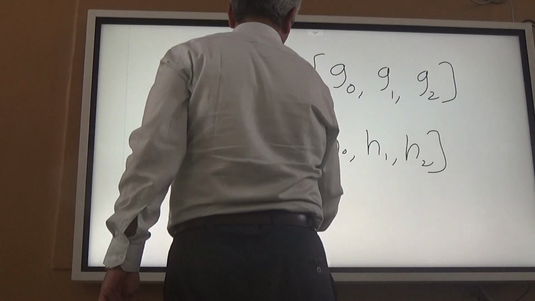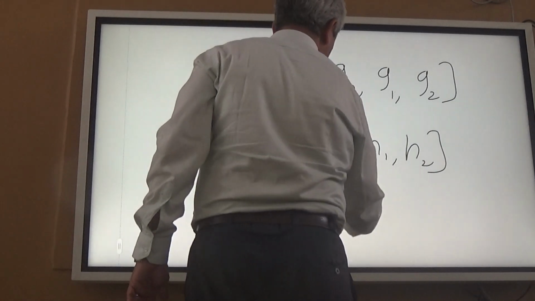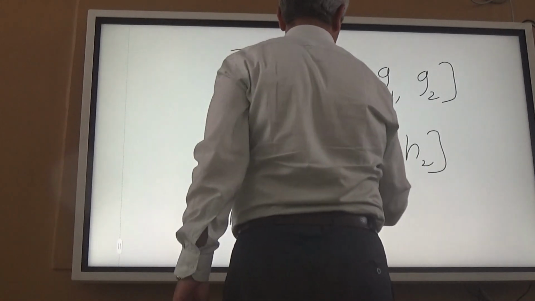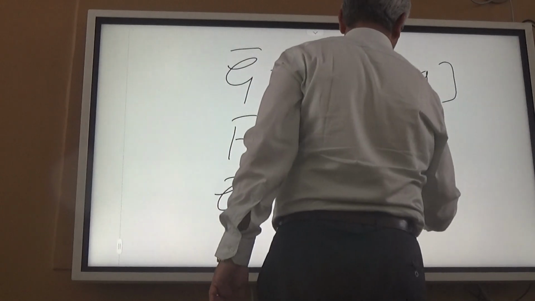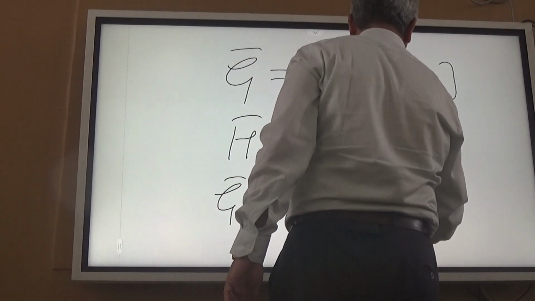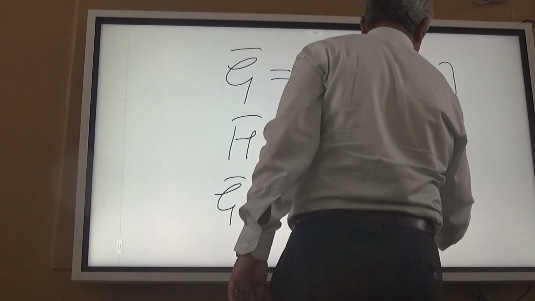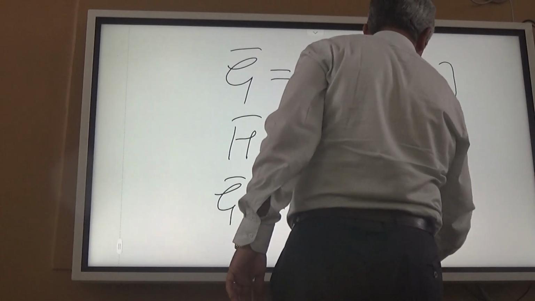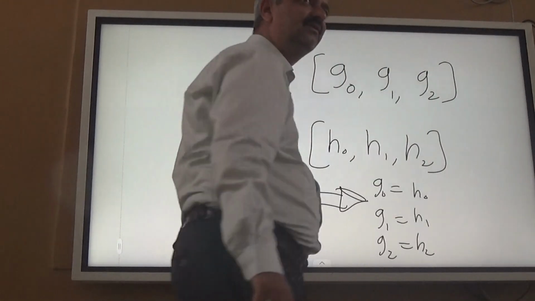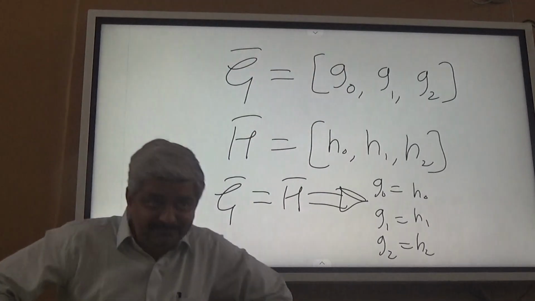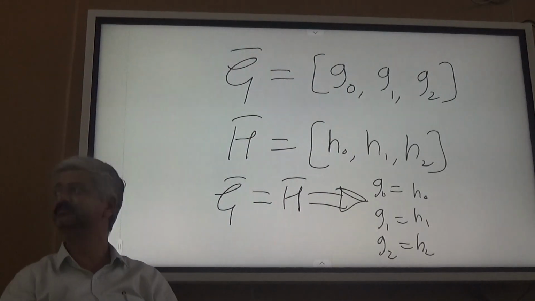G equal to H if and only if G0 equal to H0, G1 equal to H1, G2 equal to H2.